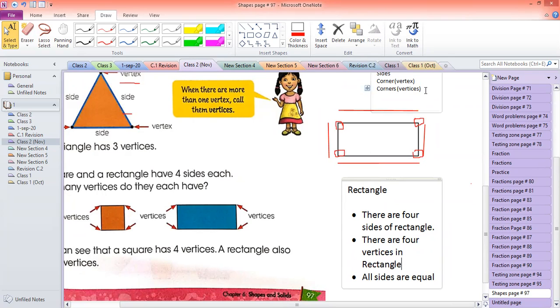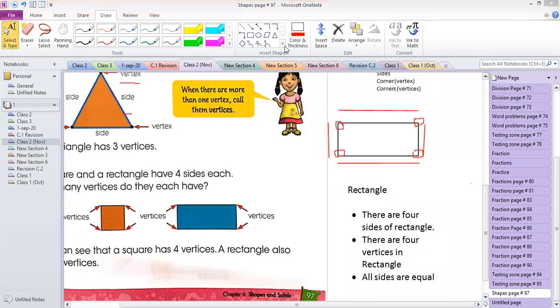Guys, in a rectangle are all the sides equal? Please tell me. Look at the shape. Yes or no? No. Very good, guys. You can see all sides are not equal. This is short and this is long. So these 2 sides are not equal.